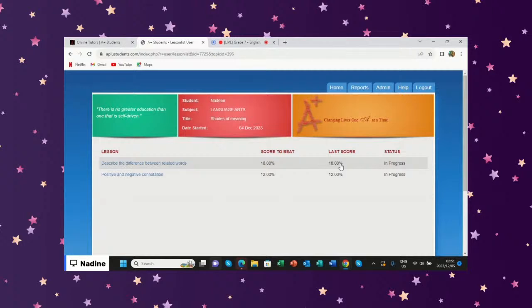And then we have positive and negative connotations. You can have two words that denote the same or similar meanings, but one can be positive and one can be negative.